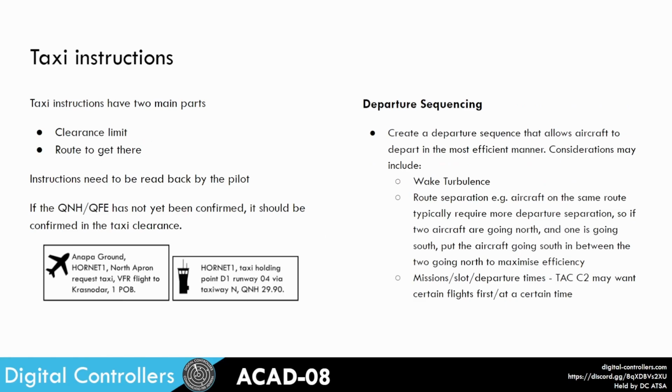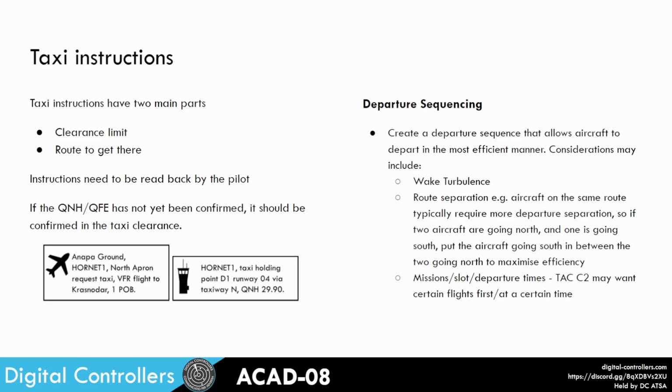Now, let's have a look at taxi instructions. So taxi instructions have two main parts. They have the clearance limit, which is simply how far an aircraft has been instructed to go, and the route they need to take to get there. And these instructions are all read back by the pilot. And then if the QNH or QFE has not yet been confirmed by you, you would want to confirm that in the taxi clearance.